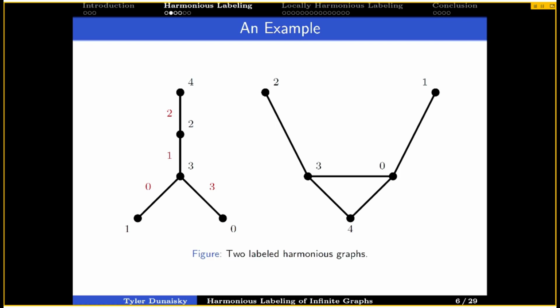Now for the next one, we do the same thing. This has 5 edges. This edge would be 2 plus 3, or 5 mod 5, which is 0. Then 3 plus 4 mod 5, which is 2. Then 4 plus 0 mod 5, which is 4. 3 plus 0 mod 5 is 3. And 1 mod 5 is 1. So again, we are using the labels 0 through 4.